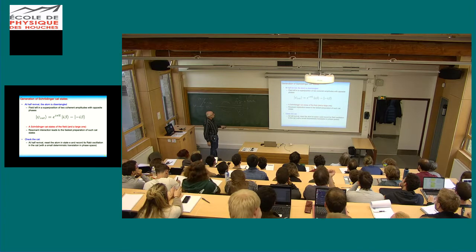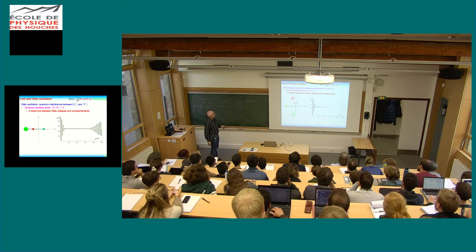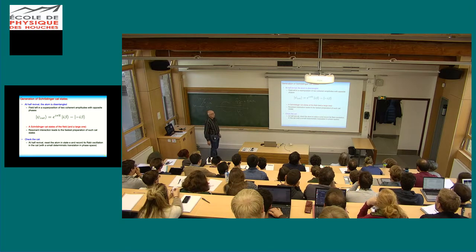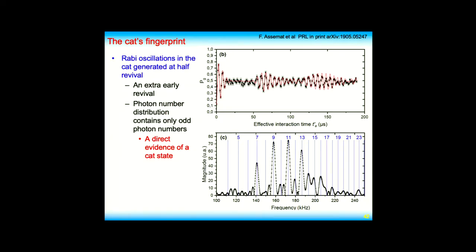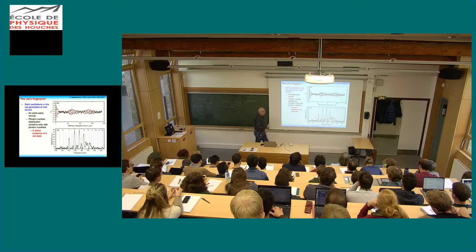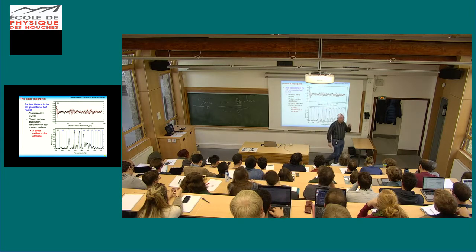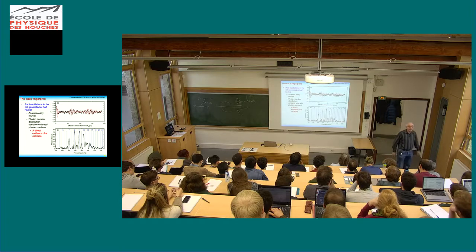Once again, the interesting time is the time of the cat, the half time of the revival, because the cavity is left in a superposition of two states with opposite phases. Well, there is an additional quantum phase in between. So it's a very large Schrödinger cat. Can we check experimentally that we do have a cat? Yes. By stopping the interaction at this time, getting the atom out of the way, or resetting the atom, and studying the Rabi oscillation in this cat.